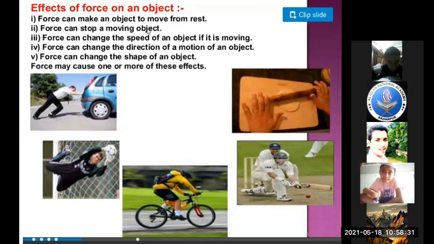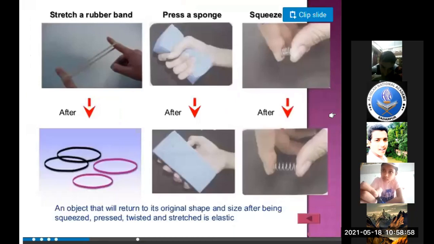Okay. I hope all of you have written all the points. In your exam, a question will come like that: write some effects of force. In this way, the question will come in your exam. Next, we'll move to our next slide. Here, those examples I already showed you last day.